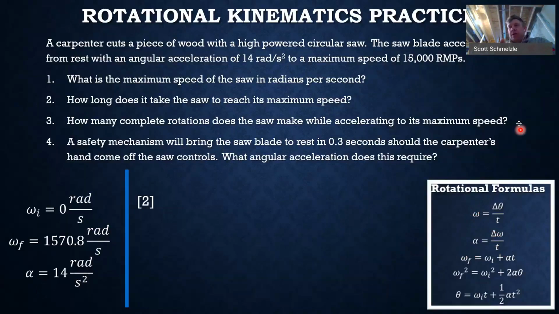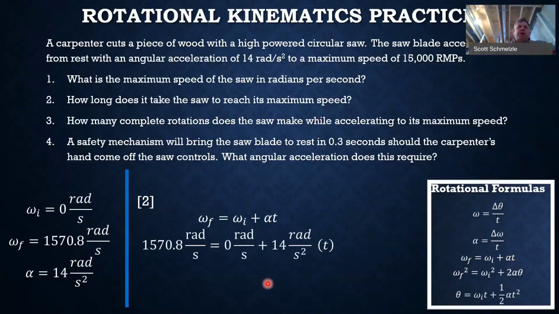All right. I've got to move, sorry, I had my picture there. This one here doesn't have time. This one here, we don't know how far it's gone, right? So between the second and the third one, those are the ones we're going to use. Now I'm going to use the broken out third one, or the split up third one, just because it looks a little bit cleaner. All right. So final is 1570.8. Initial is 0. My acceleration is 14 radians per second squared. And then there's my time.